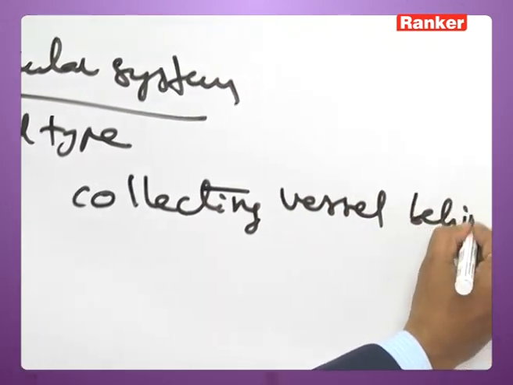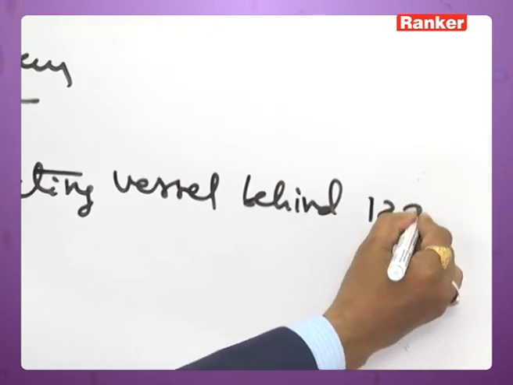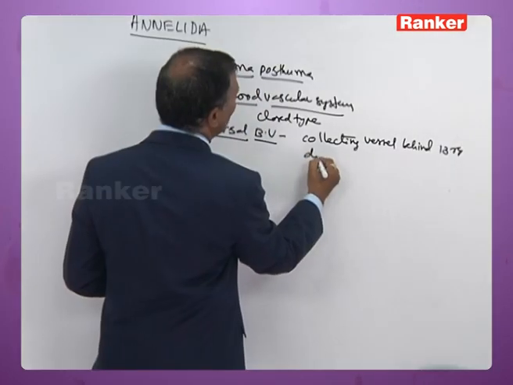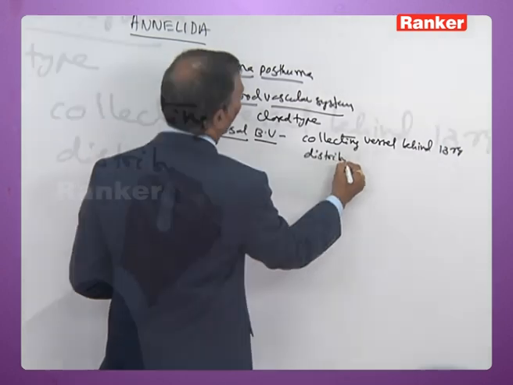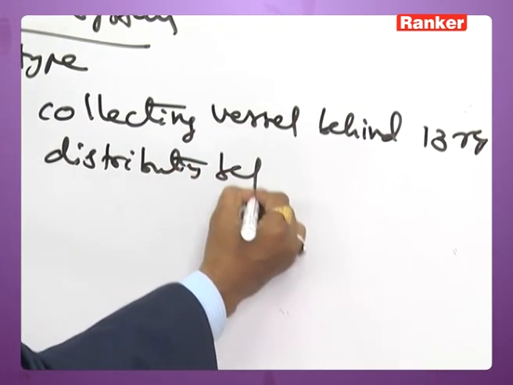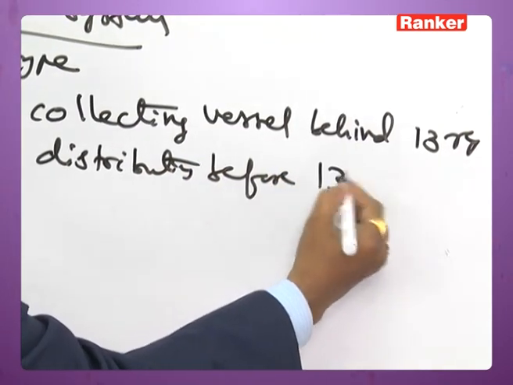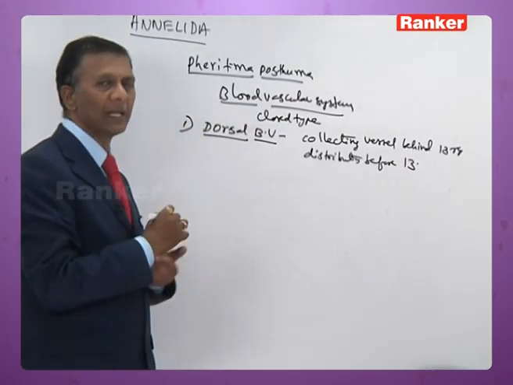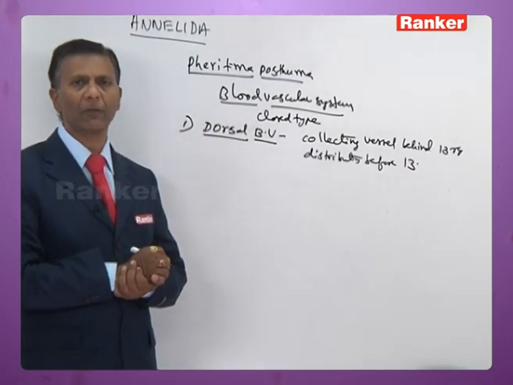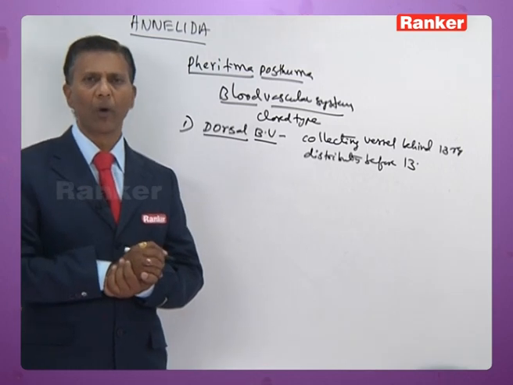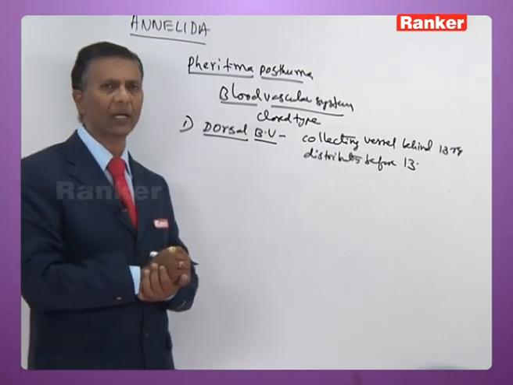behind the 13th segment, and distributing vessel before the 13th. It is a collecting vessel behind the 13th and a distributing vessel before the 13th. It is a thick walled, muscular, valvular structure.